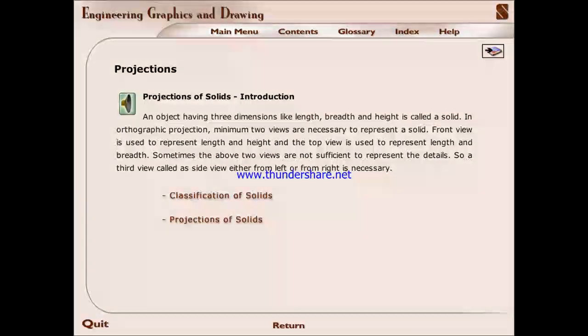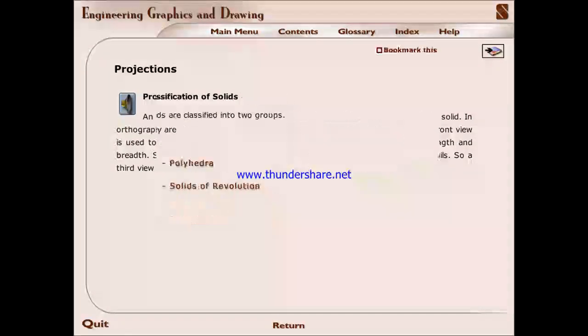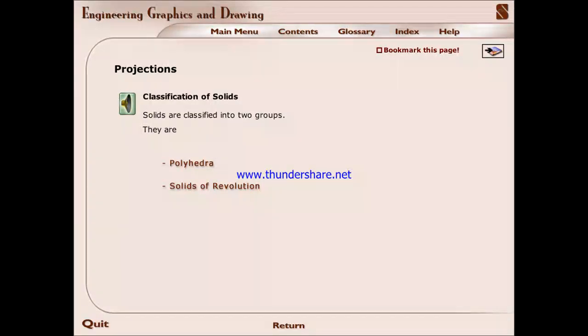Sometimes the above two views are not sufficient to represent the detail. So a third view, called a side view, either from the left or from the right, is necessary. In this topic, classification of solids and projection of solids we will discuss in detail. Classification of solids. Solids are classified into two groups. They are polyhedra and solids of revolution.